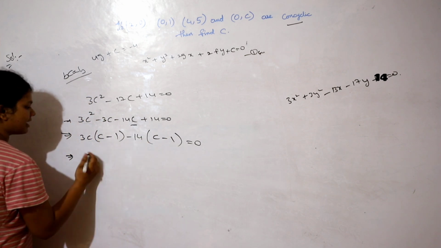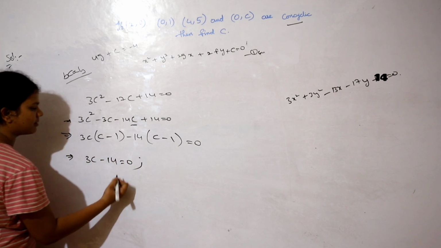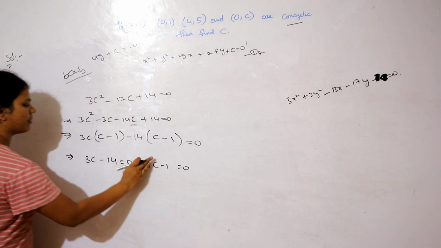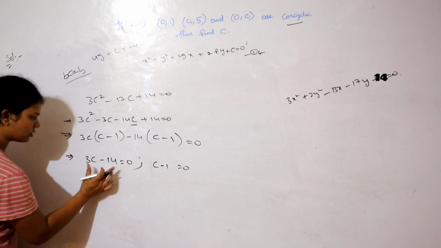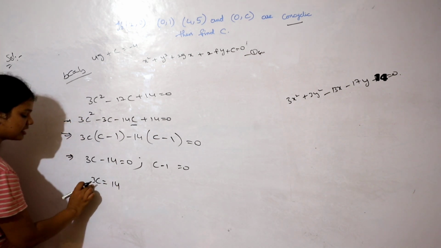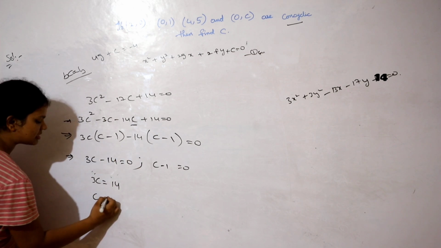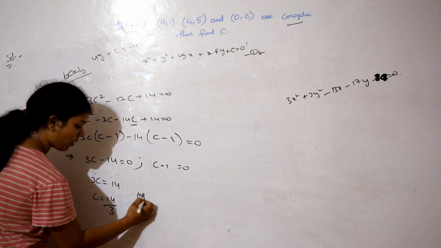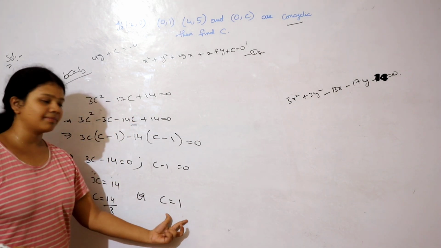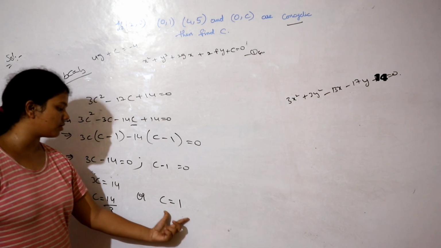Now take the common factor, c minus 1. I hope you guys know the process from here. The process is very simple. It's (c minus 1) times (3c minus 14). Clear? Now we get the c value. Take this 14 to the other side: 3c equals plus 14. Take this 3 to the other side, it's multiplied so it becomes divided, where c equals 14 upon 3, or c equals 1. So c can be 14 by 3 and c can be 1.